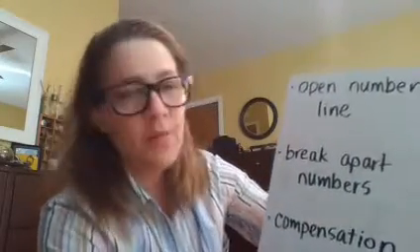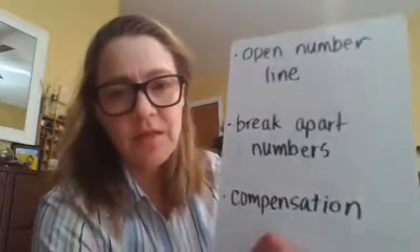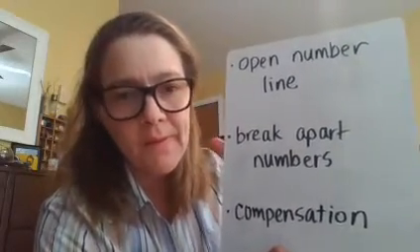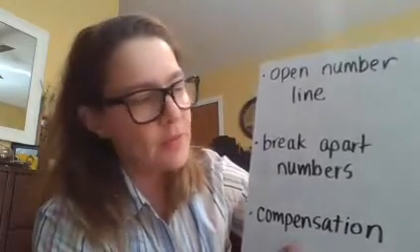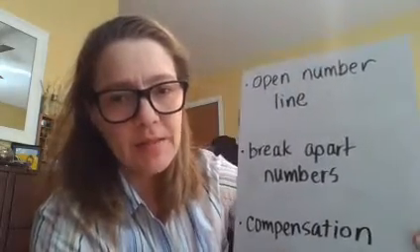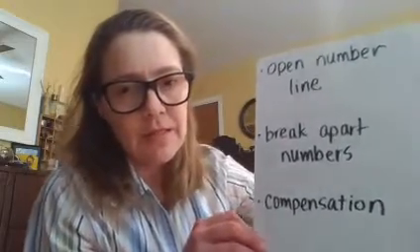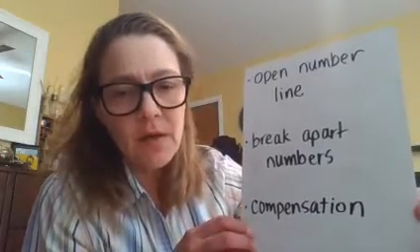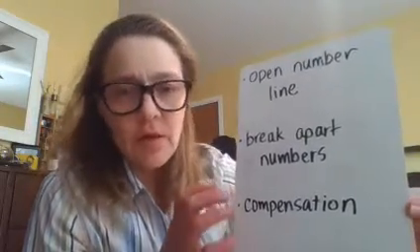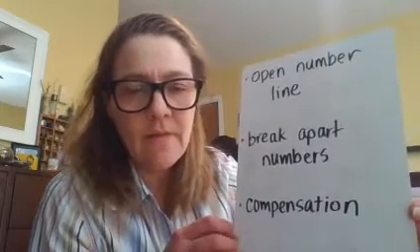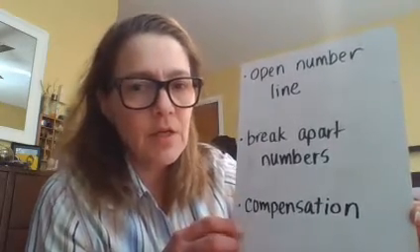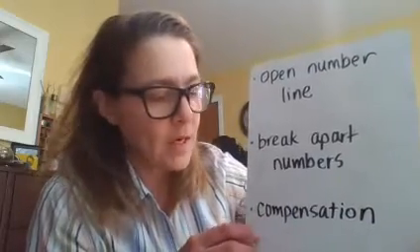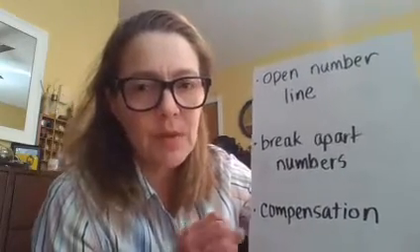The three strategies we practiced and learned were open number lines, where you're going to either count back or count up. Break apart numbers, where you're going to break apart the second addend to make it friendlier to subtract the individual place value. And then compensation, where what you do to one side of the equation you have to do to the other side of the equation. You're trying to make numbers friendlier. Compensation works better when you have the second addend pretty close to the next 10.